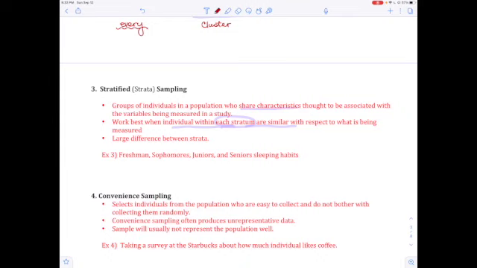Then the way we pick them, and I'm going to add it in, is we use simple random sampling to pick people out of each strata. Let me write that down. What they are saying is the last one. We use simple random sampling to pick samples out of each strata.